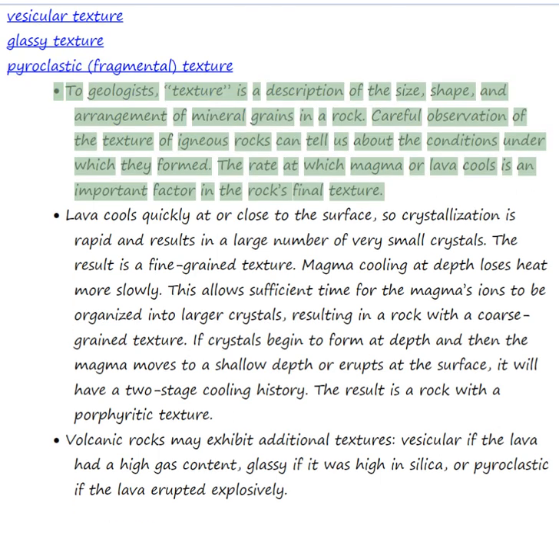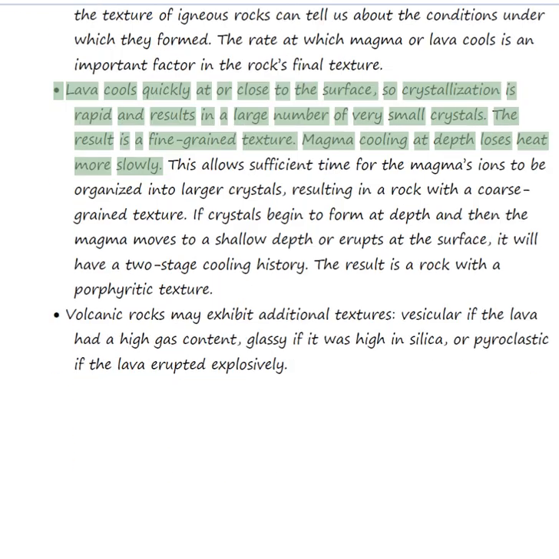To geologists, texture is a description of the size, shape, and arrangement of mineral grains in a rock. Careful observation of the texture of igneous rocks can tell us about the conditions under which they formed. The rate at which magma or lava cools is an important factor in the rock's final texture. Lava cools quickly at or close to the surface, so crystallization is rapid and results in a large number of very small crystals. The result is a fine-grained texture.